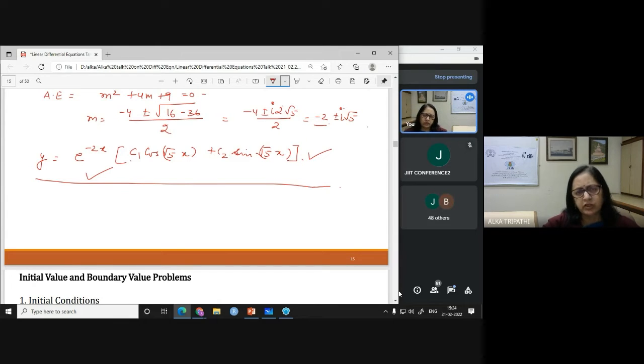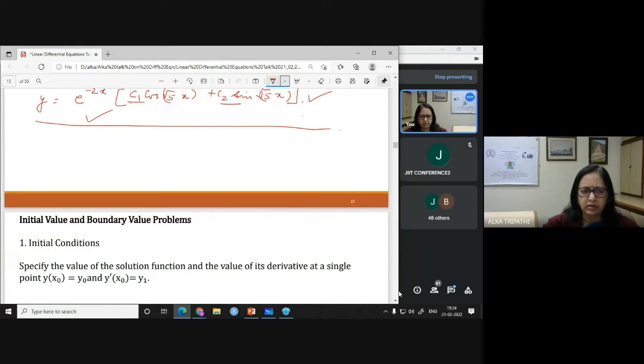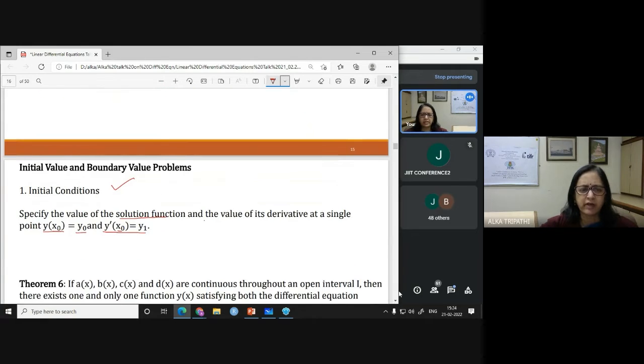Now this general solution, if you want to find the particular solution for this, then since you are having two arbitrary constants, we should have two conditions. This is possible by specifying the solution and its derivative at a single point, say some point x naught. We are saying y of x naught equals some value y naught, y dash of x naught equals the value y1. This condition we call the initial condition, and this type of problem we call an initial value problem.